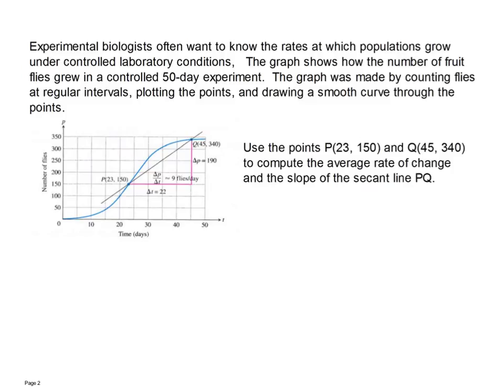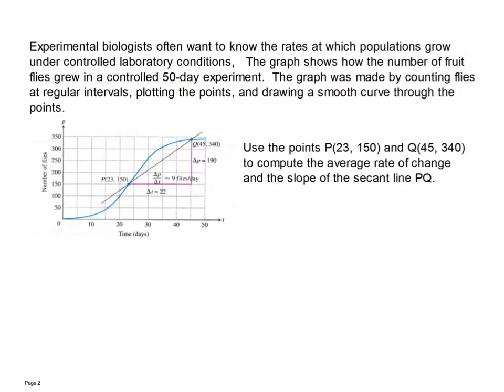Now, we're going to talk about an example. Experimental biologists often want to know the rates at which populations grow under controlled laboratory conditions. The graph shows how the number of fruit flies grew in a controlled 50-day experiment. The graph was made by counting flies at regular intervals, plotting the points, and drawing a smooth curve through the points. So it's a regression curve, if you will.